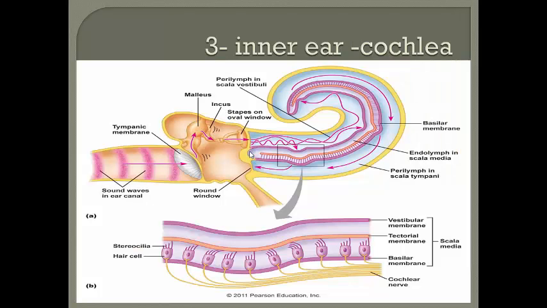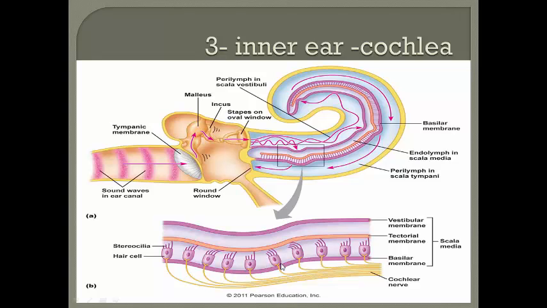Now, if we move to the inside structure of the cochlea, the cochlea has the sense organ called the organ of Corti. As you see, this is the organ of Corti. It extends from the base of the cochlea to its apex. It has highly specialized receptors called the hair cells. As you see there, these are the hair cells, which are specialized receptors for hearing.